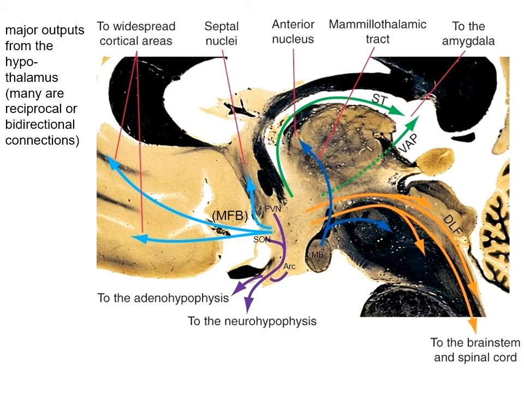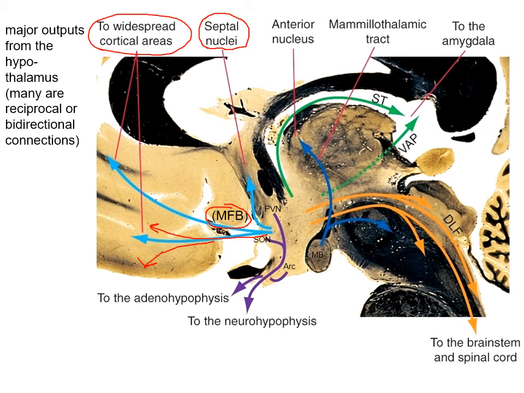The outputs are efferents exiting the hypothalamus. As I just mentioned, many of these are reciprocal or bidirectional. The medial forebrain bundle continues rostrally to reciprocate the inputs from cortical areas. So these outputs are going to orbitofrontal cortex and to other widespread cortical areas. You can see outputs to the septal nuclei. We'll go over this more later. These are cholinergic connections to and from the hypothalamus.